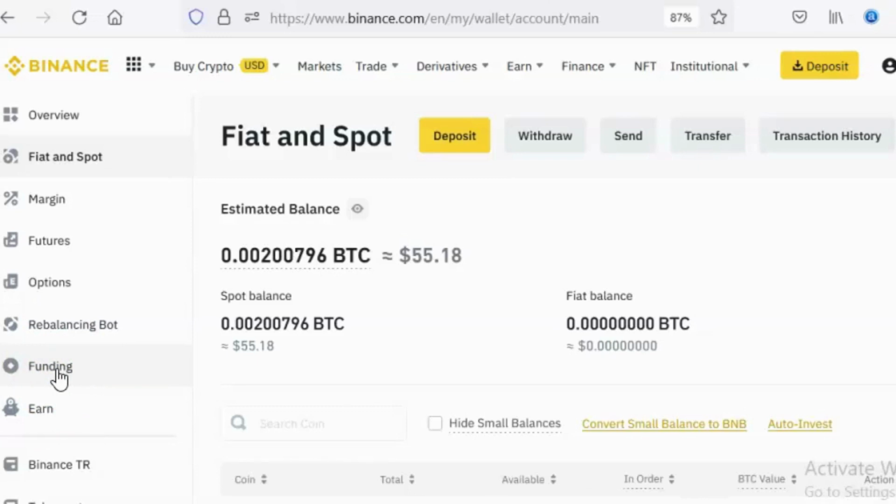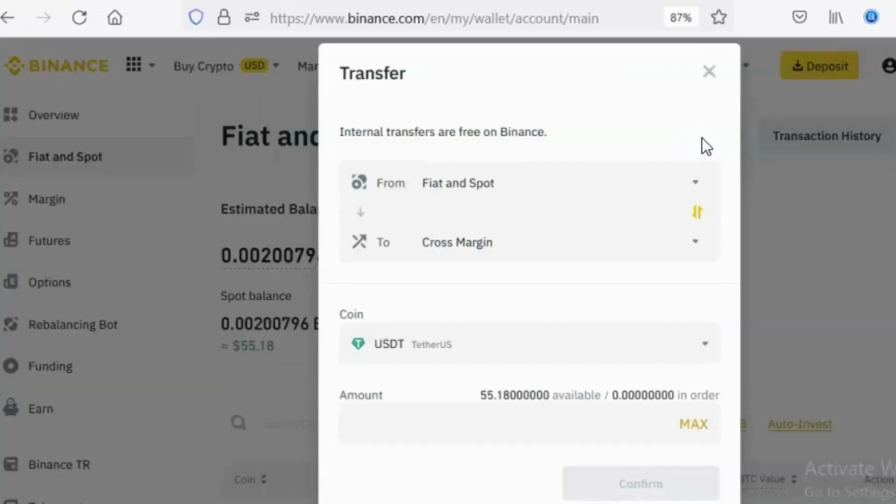And if you want to transfer from one wallet to the other, for example, from fiat and spot to funding, or from funding to fiat and spot, you can do that easily on Binance, and it is free to do so. If you want to transfer, for example, all you do is click here. Once you click here, you can see this is transferring from fiat. This is trading, so you don't need this.